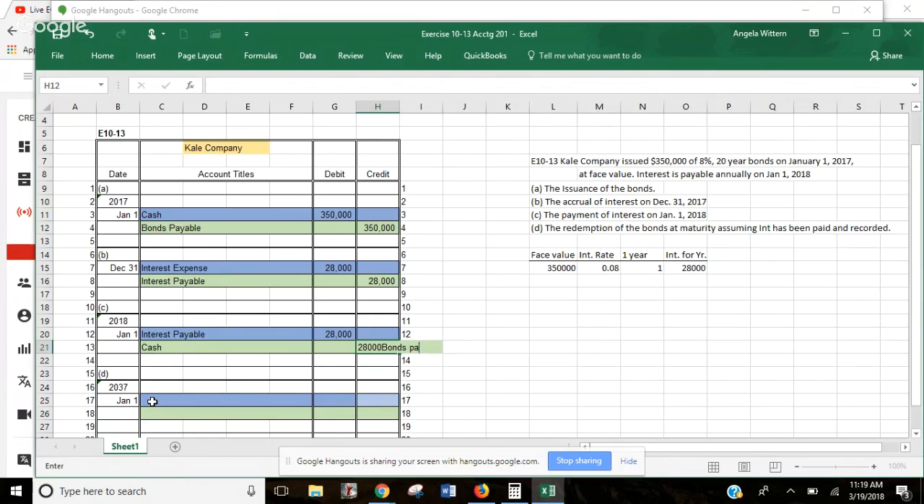Oh, I was not paying attention. Let's see, get back down here. There you go. So we will be decreasing bonds payable for the face value of the original note 20 years before at $350,000. Okay, so we're paying that money out. That means we're going to be crediting cash and clearing this off of our books for $350,000.